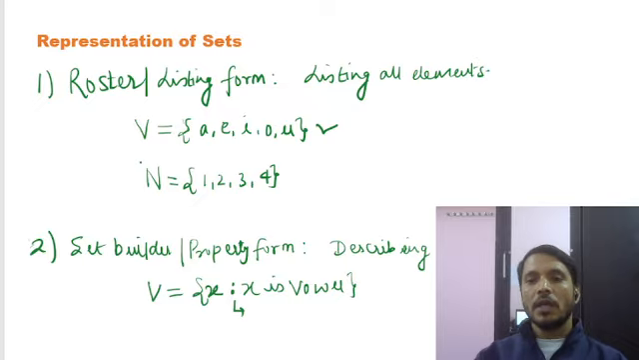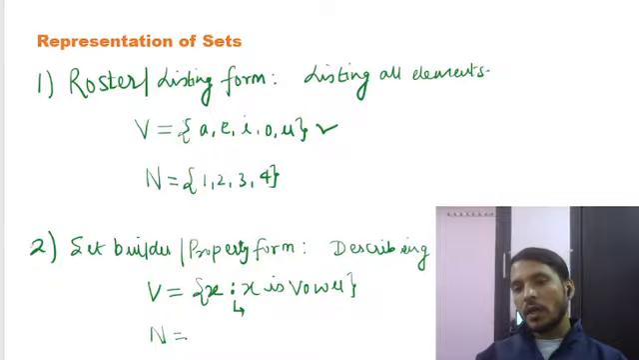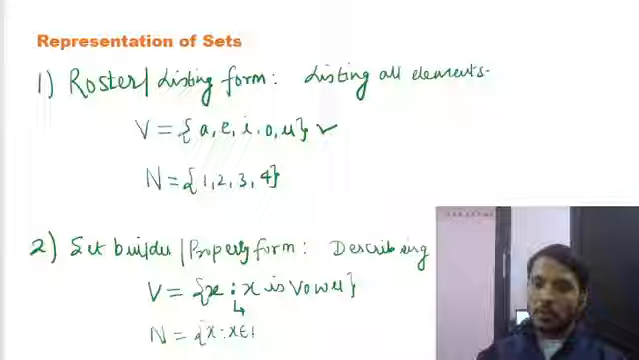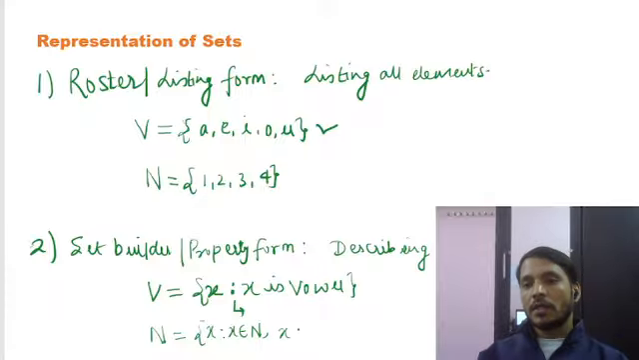Like we want to write the natural numbers, how can we write them in this property or set builder form? Here we say capital N means the set of all x such that, what is x? With the symbol, we can write x belongs to natural numbers, but up to what? So x is less than or equal to 4, right? So this is the thing.